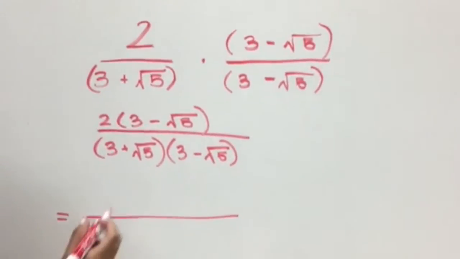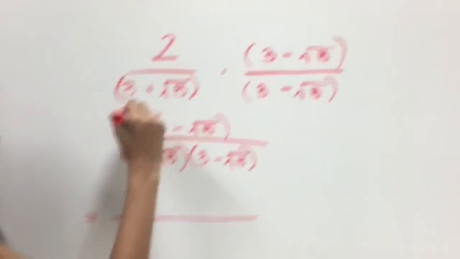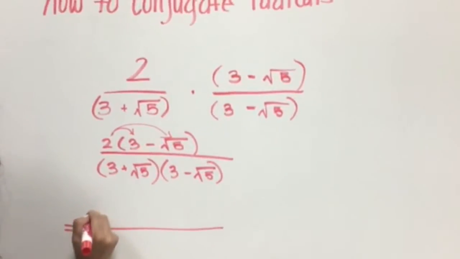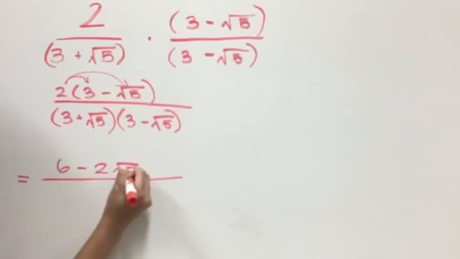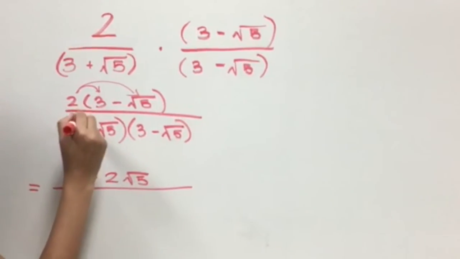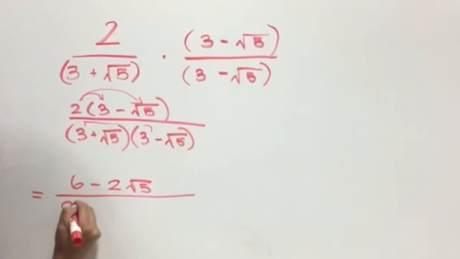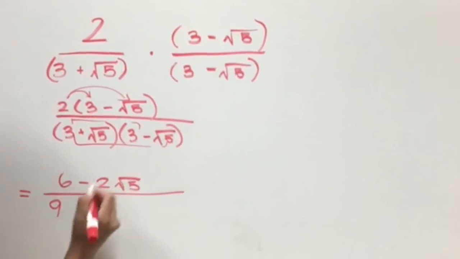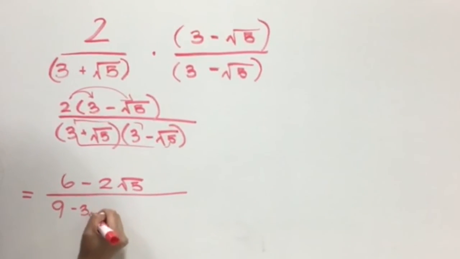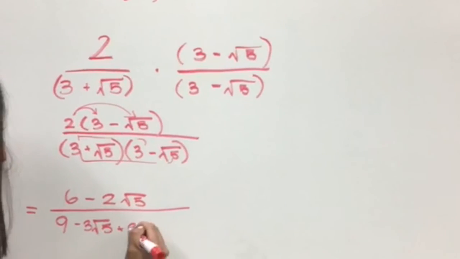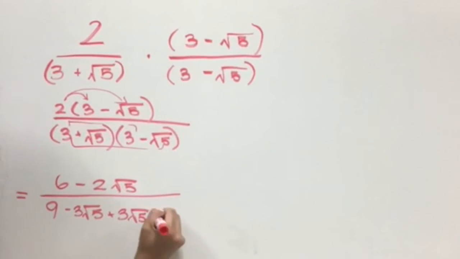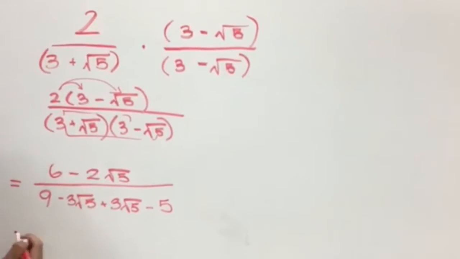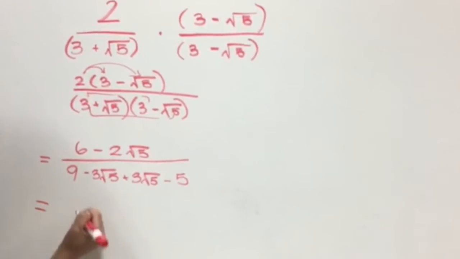So here we go. On the numerator, we're going to distribute 2 times 3 and minus 2 times rad 5. So that's going to equal 6 minus 2 rad 5. And we're going to FOIL on the bottom, and we're going to get 9 minus 3 rad 5 plus 3 rad 5 minus 5, because rad 5 times rad 5 equals 5.